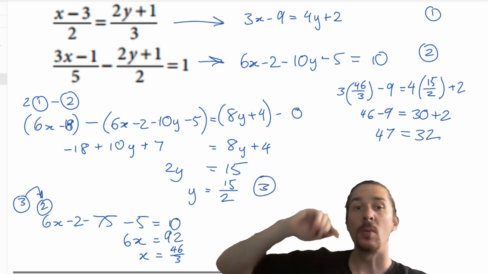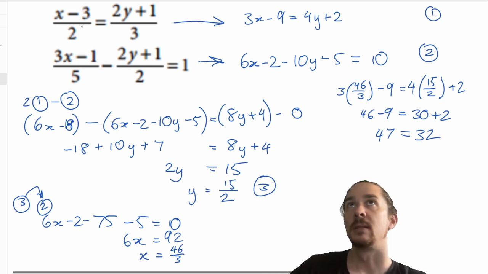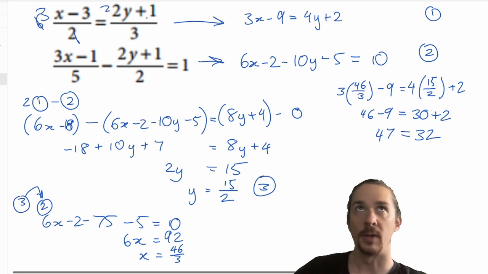What I'm going to do is go back to the very start. I'm going to make sure I haven't made a mistake up here. So when I multiply both sides by 6, the 6 here is a 2 and a 3, and the 2 will cancel with that, which will leave a 3 out the front, so we'll get 3x minus 9. Same kind of thing happens over here. We're going to get 2 times these things, so we'll have 4y plus 2. Okay, so equation 1, that's correct.